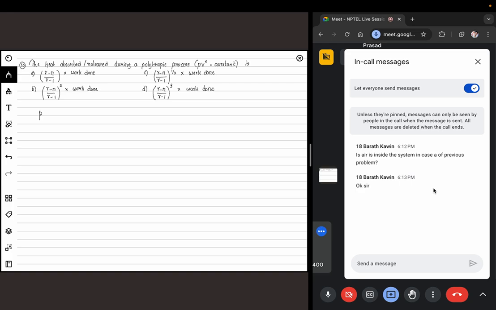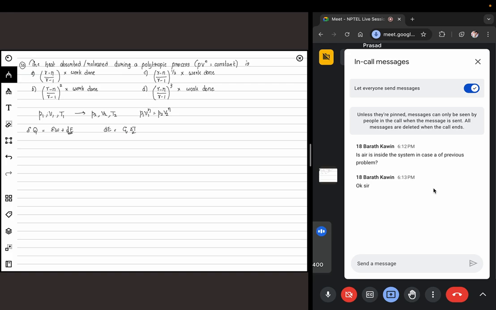Let's say you have a process from P1 V1 T1 to P2 V2 T2, and then I know that P1 V1 to the n equals P2 V2 to the n. So how do I calculate the heat transfer in such a case? Heat transfer is given by work done plus change in internal energy, and this change in internal energy is given by, let's assume a unit mass system just to make things easier, m Cv dT.